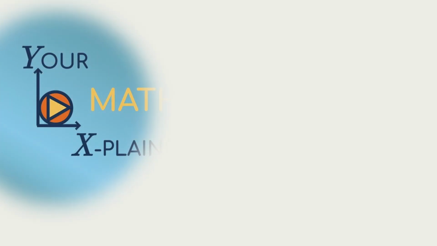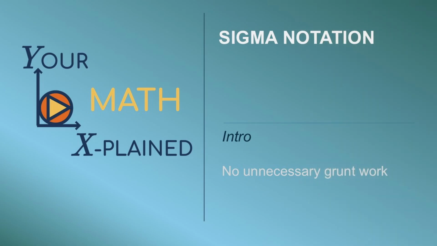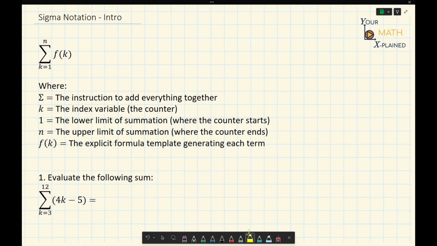My name's Angela. Imagine you're a software engineer building a program to calculate the total lifetime revenue of a subscription service, or a statistician aggregating thousands of data points. If you had to write out every single addition step by hand, your code and your paper would be miles long. Mathematicians hate doing unnecessary grunt work, so they invented a compact shorthand to represent massive sums instantly. It's called the sigma notation. It's essentially a loop command for mathematics.